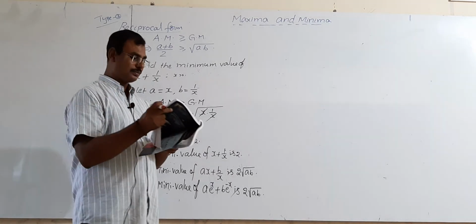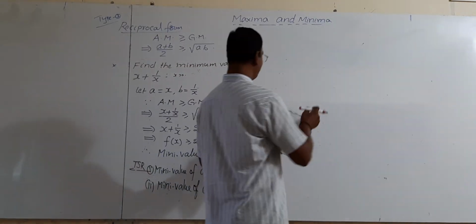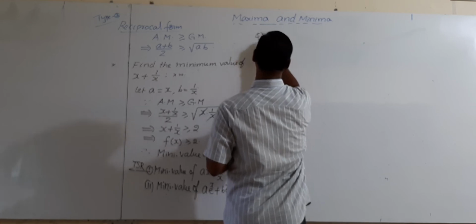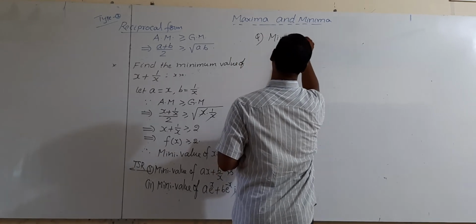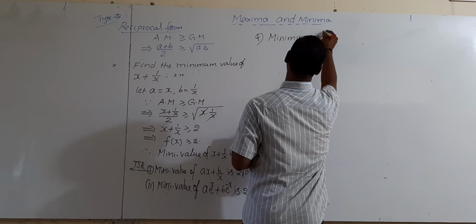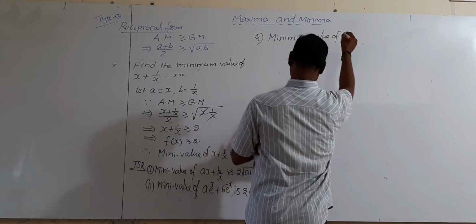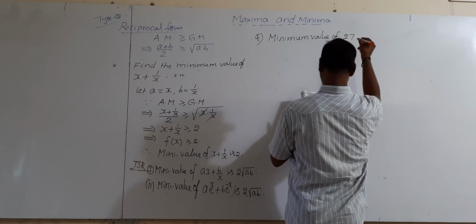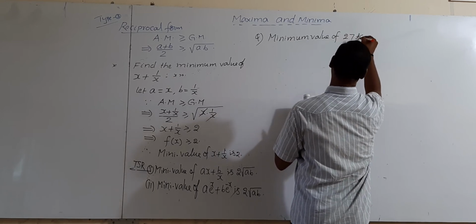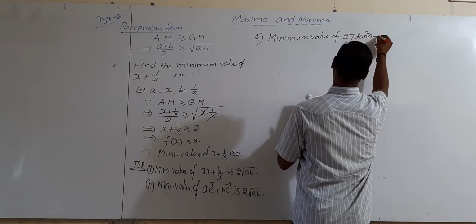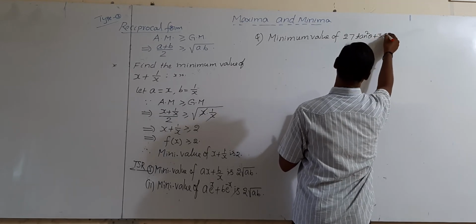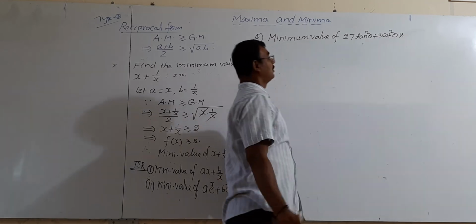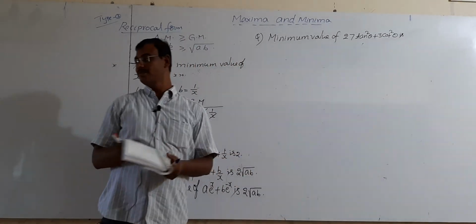Find the minimum value of f(x) equal to 27 tan square theta plus 3 cot square theta. So the question is given like this.